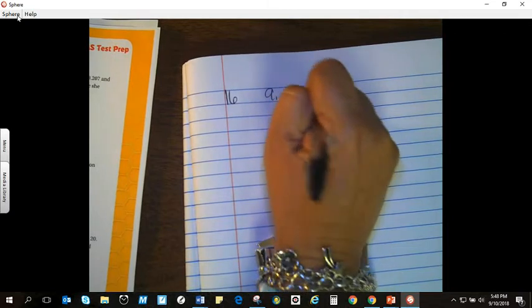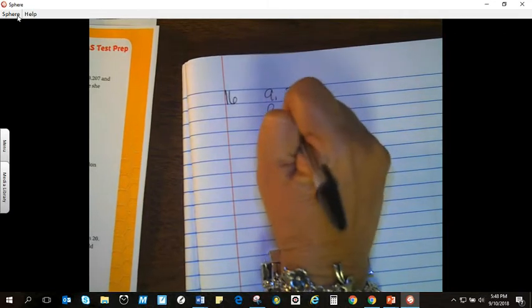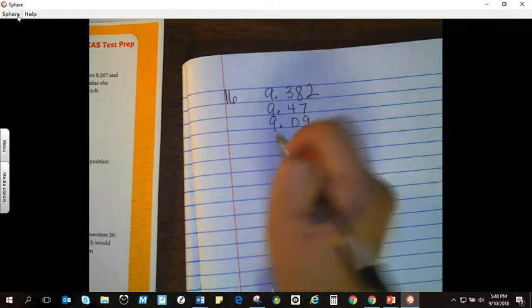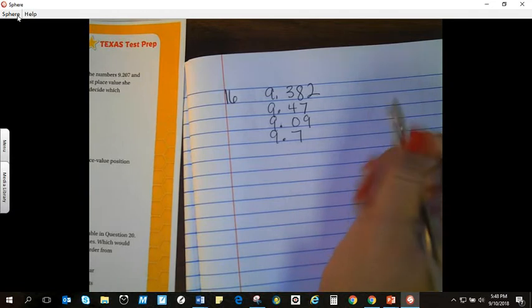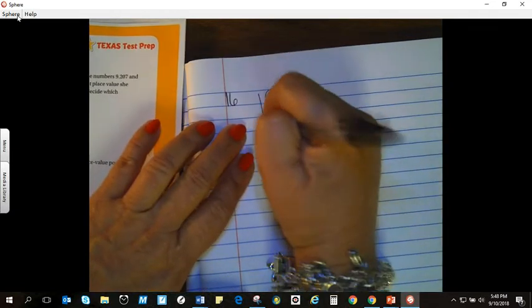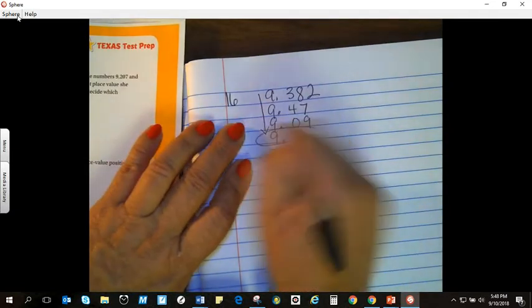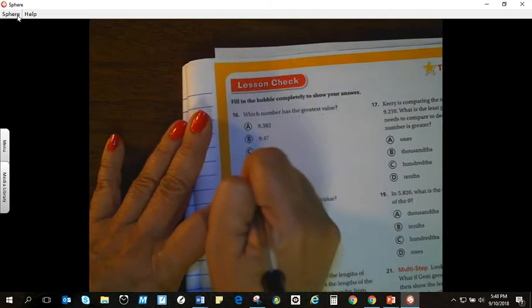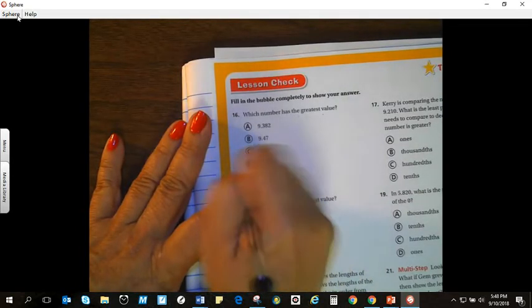I have 9 and 382 thousandths. I have 9 and 47 hundredths. I have 9 and 9 hundredths, and I have 9 and 7 tenths. So which one is the greatest? I'm going to bring all these down. Those are all equal. This one right here, because my 7 is the largest number, and so I'm going to look over here, and my answer is D. That's the largest number.